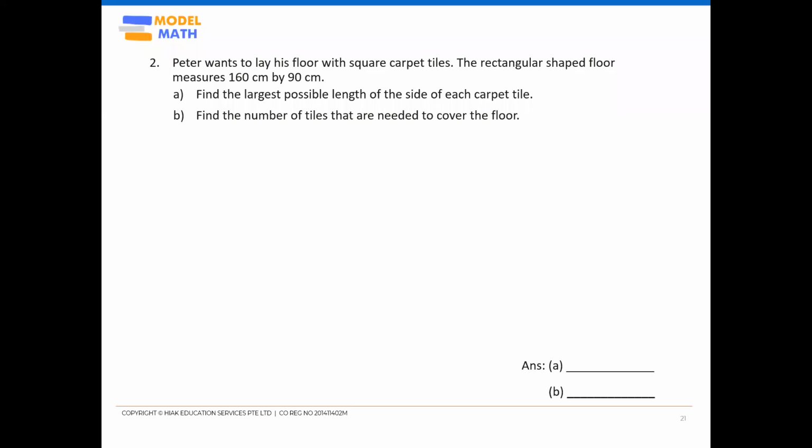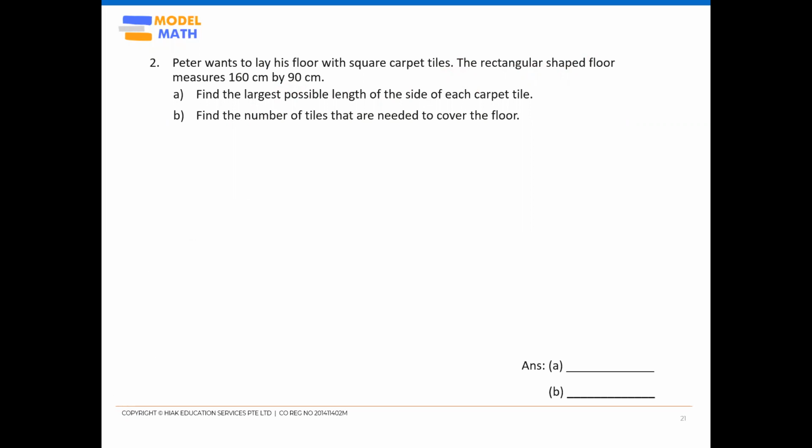Okay, so Peter wants to lay his floor with square carpet tiles. The rectangular shaped floor measures 160 cm by 90 cm. Find the largest possible length of the side of each carpet tile. Okay, so when we see this in exams, how do we know what concept is involved here?